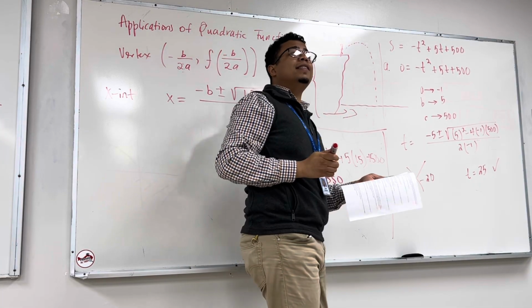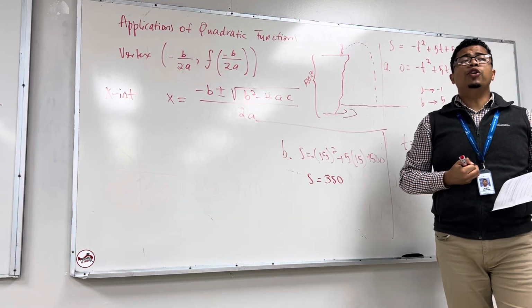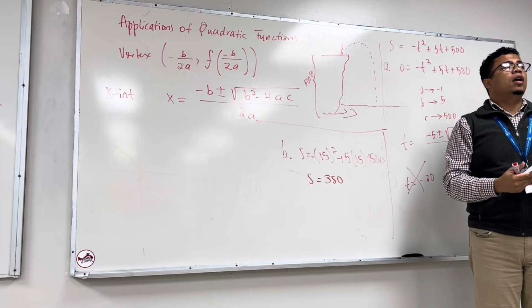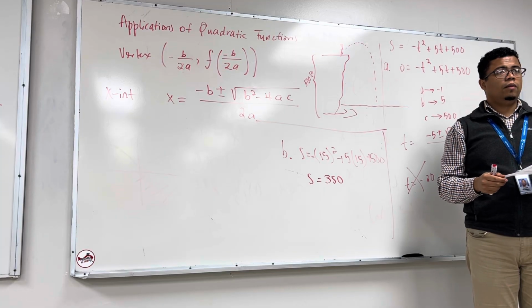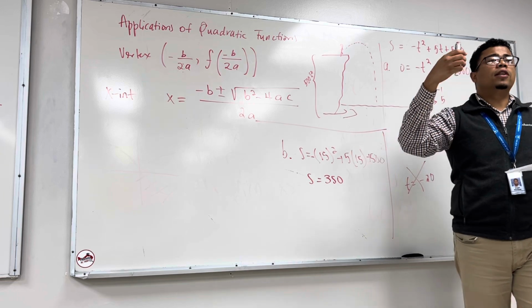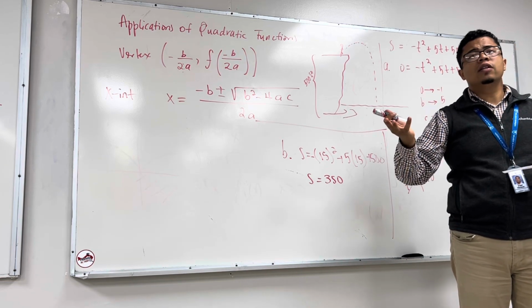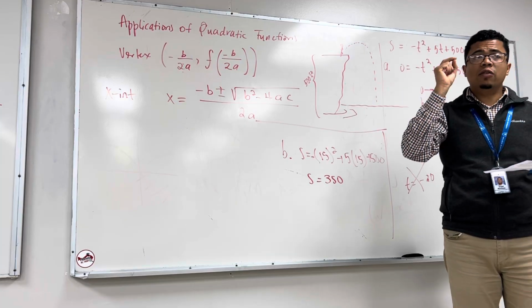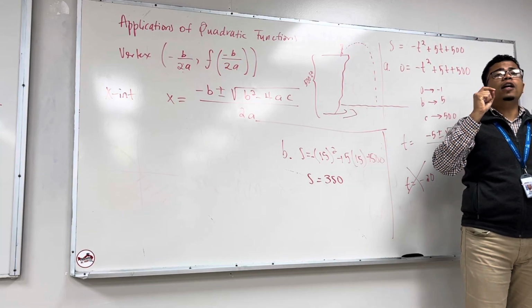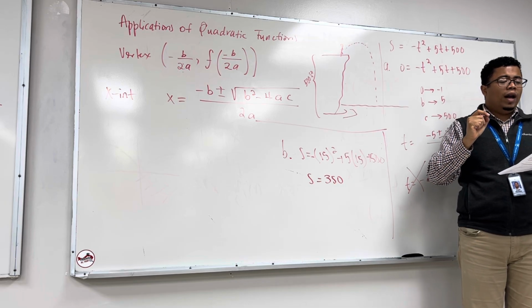350. So what would the sentence be for the answer? Guys, how would you answer? After 15 seconds have passed, the height will be 350 feet, meters, feet. All right, use the right units. Any questions? Okay, good.